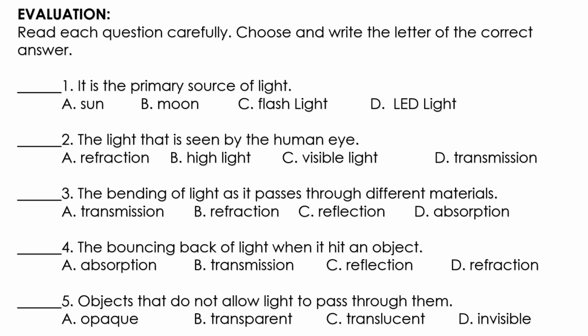Alright. What is your answer? Okay, let us proceed to number 2. The light that is seen by the human eye. A, refraction. B, highlight. C, visible light. D, transmission.